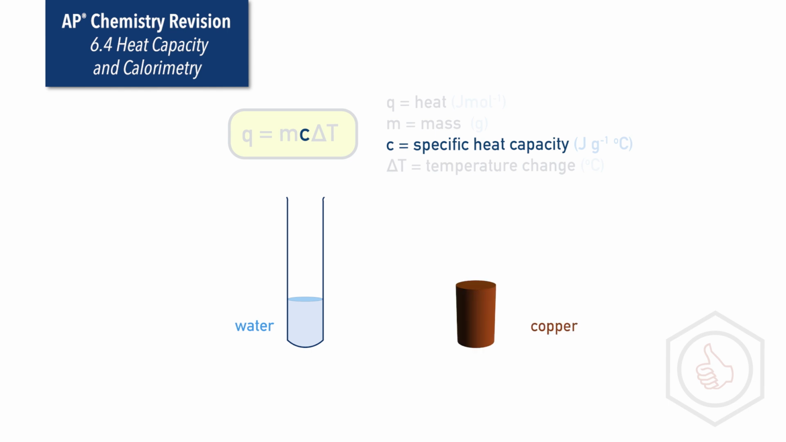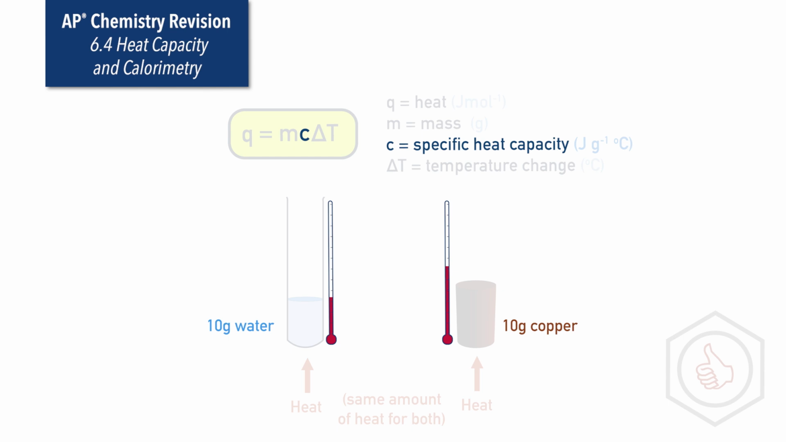This means that for equal masses, copper will heat up more quickly than water when the same amount of energy is applied. The specific heat capacity of water is 4.18 joules per gram per degree Celsius, whereas for copper it's only 0.39 joules per gram per degree Celsius. So to heat 1 gram of copper by 1 degree Celsius, you only need 0.39 joules of energy. Whereas to heat 1 gram of water by 1 degree Celsius, you need 4.18 joules of energy.